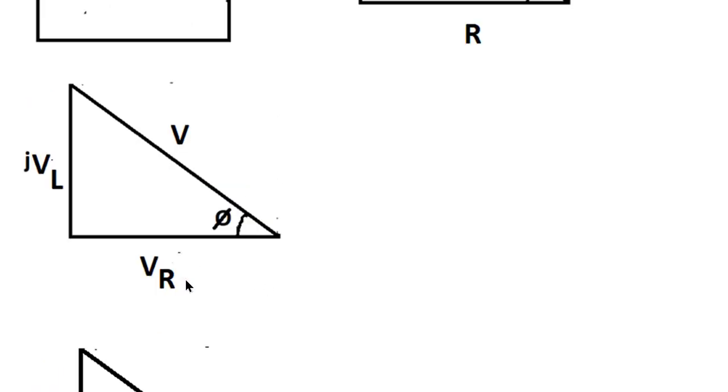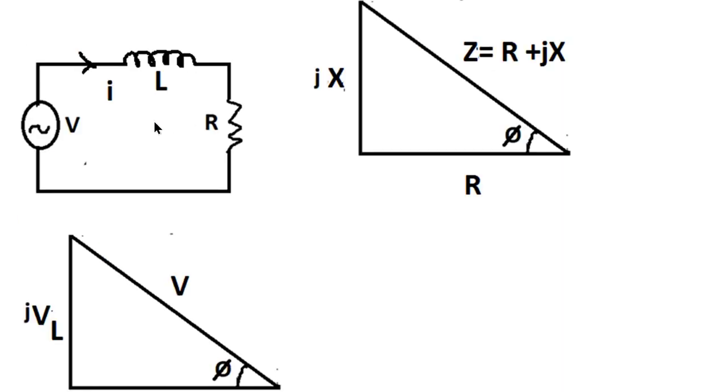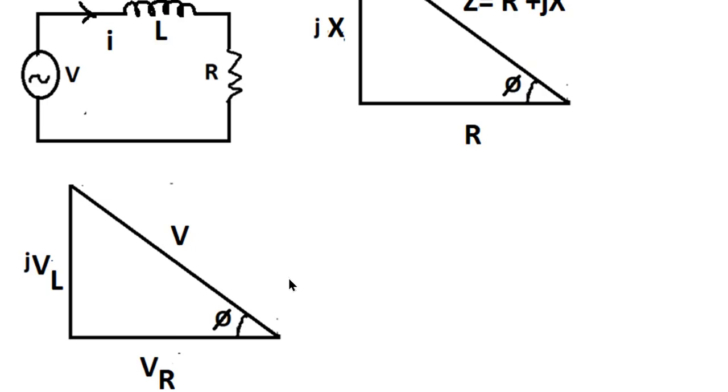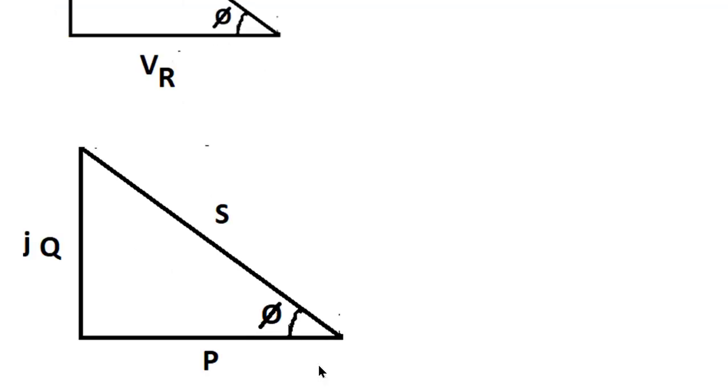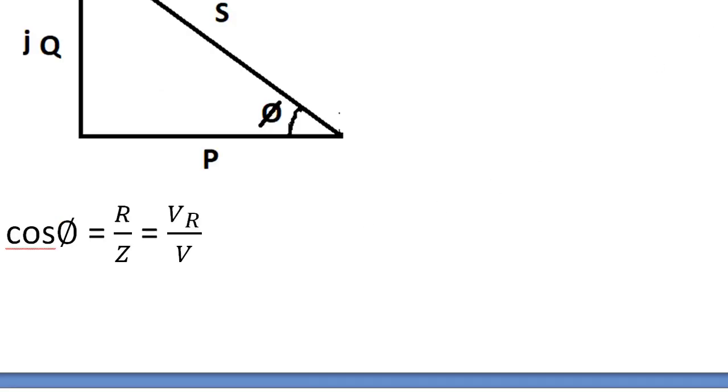Similarly, the representation of the voltage across the resistor and the inductor on a single vector diagram is called the voltage triangle. This V represents the applied voltage. Coming to the units, P is called real power, and its units are watts. Q is called the reactive power, and its units are volt ampere reactive. S, the apparent power, has units of volt amperes.